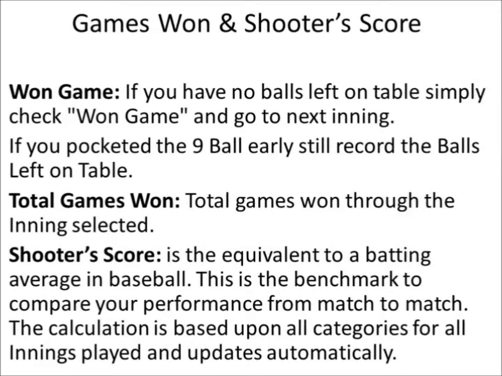Games won and shooter score. If you have no balls left on the table, check one game and go to the next inning. If you pocketed the 9-ball early, still record the balls left on table. The total games won is calculated through the inning selected. On the summary page, this would be the total games for the entire match.